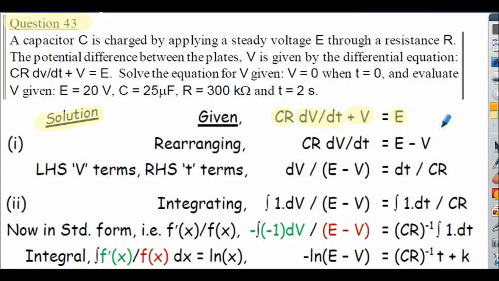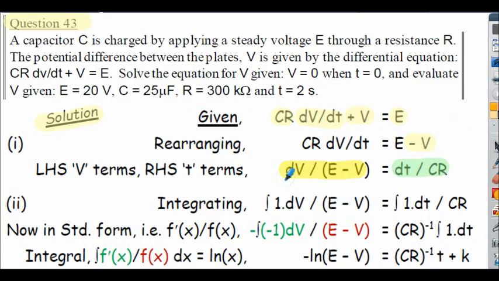So this time we do not have the variables of x and y. Our x in this case is actually t, and our y is actually capital V. So we need to rearrange the equation to begin with. So I've subtracted V from both sides of the equation. So on the next line I've divided both sides by E minus V, and I've divided both sides by CR. So left hand side dV divided by E minus V, on the right hand side dt divided by CR. Because CR is a constant, it could have remained on the left hand side of the equation, but I chose to divide by CR here.